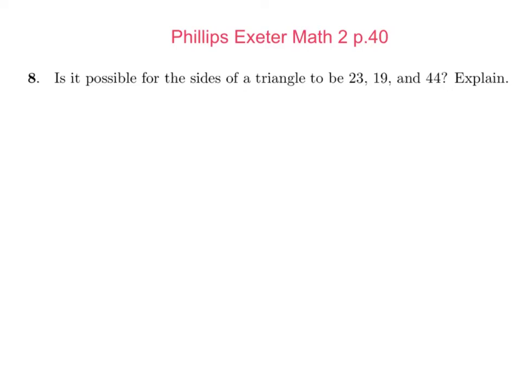Here we're looking at the Phillips Exeter Math 2, page 40, number 8. And the question just asks, is it possible for the sides of a triangle to be length 23, 19, and 44? And explain. So before we start looking at this, let's look at what the possibilities are for the sides of a triangle. We could have a triangle, for instance, that is a 3, 4, 5 triangle. We know that exists.